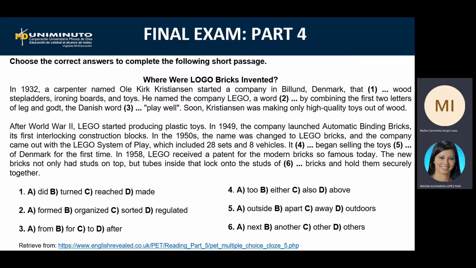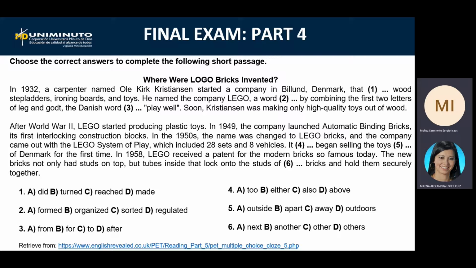Read first: wood, stepladders, ironing boards, toys. That's the best tip. When you are doing an exam like this, it is good to read the whole sentence and then start choosing the best answer. If you stop early, you didn't read the next part. Maybe it is an adverbial or a time expression, and you are just missing it. That's why it is very good to read from period to period.